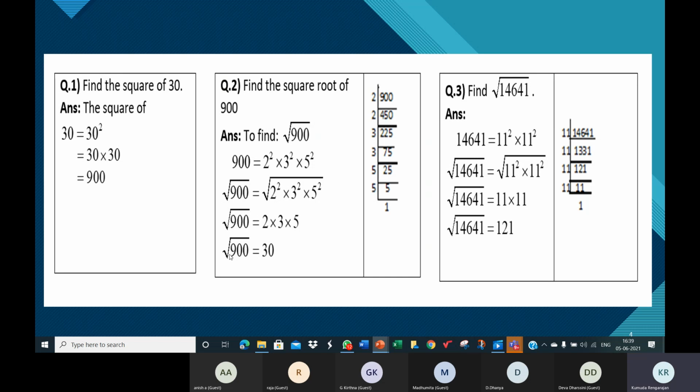So this is how we find the square root of a given number using the prime factorization method. Take another example. See this number here. Find the square root of 14,641. You can see the working here. We'll have to do this working first.